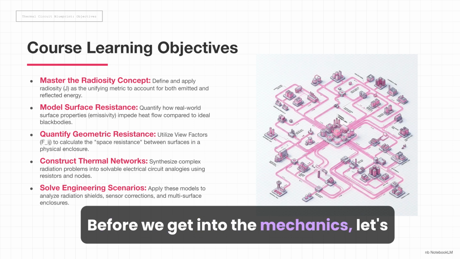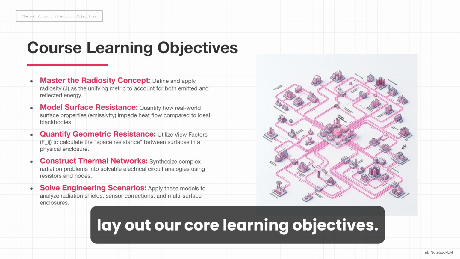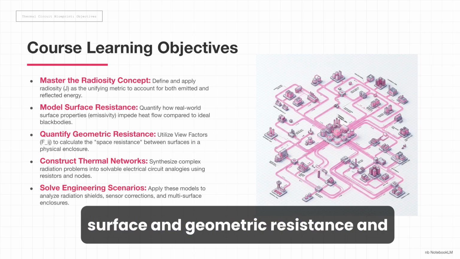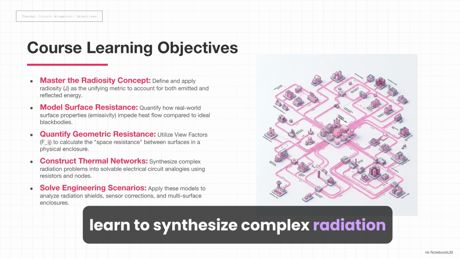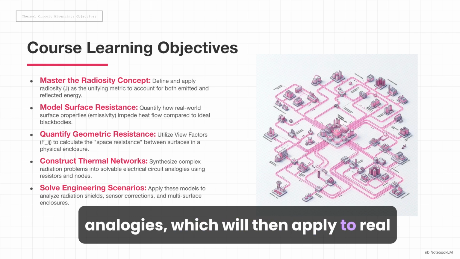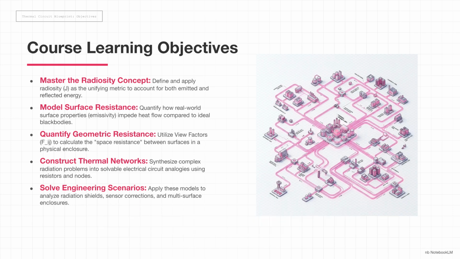Before we get into the mechanics, let's lay out our core learning objectives. We will master radiosity, quantify surface and geometric resistance, and learn to synthesize complex radiation problems into solvable electrical circuit analogies, which we will then apply to real-world engineering scenarios.